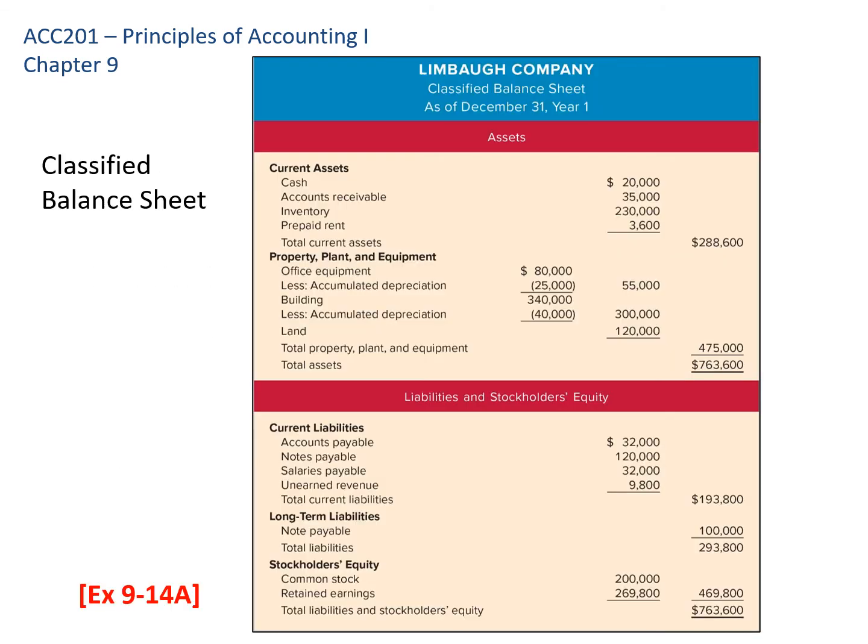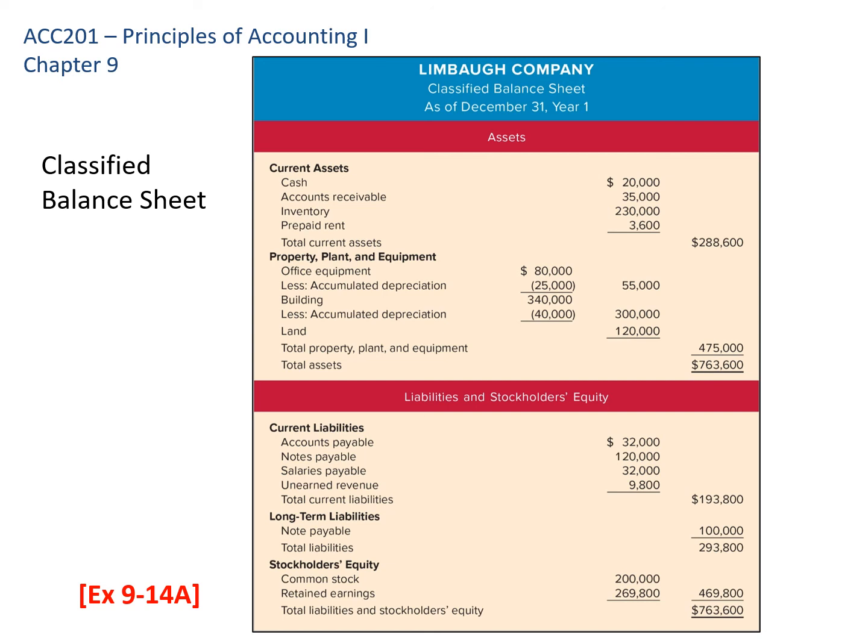The last thing I want to talk about is the classified balance sheet. So we've talked about the concept of current assets, assets that either get used up or get turned into cash within the upcoming 12 months. So you can see here in this example, we've got cash, that's already cash, accounts receivable, which we'll expect to get paid within 12 months, inventory we expect to sell within 12 months to become an expense, and prepaid rent that'll become an expense within 12 months. So this company has $288,600 of current assets. Now the remaining assets we call property, plant, and equipment. So 475, so total assets is 763,600.